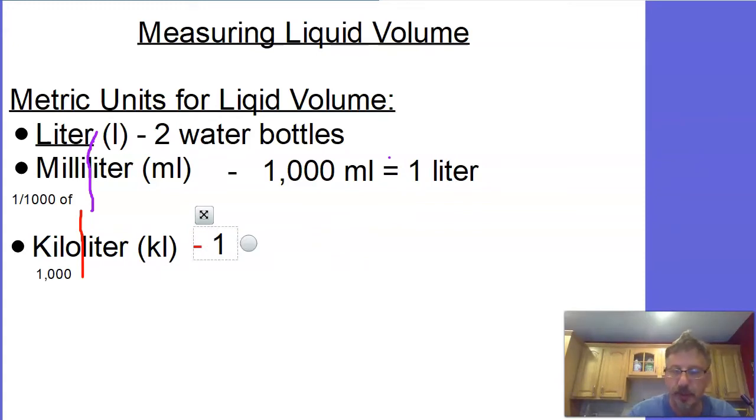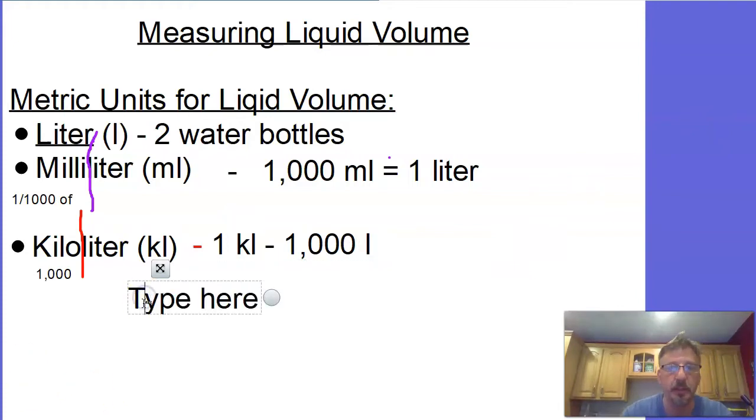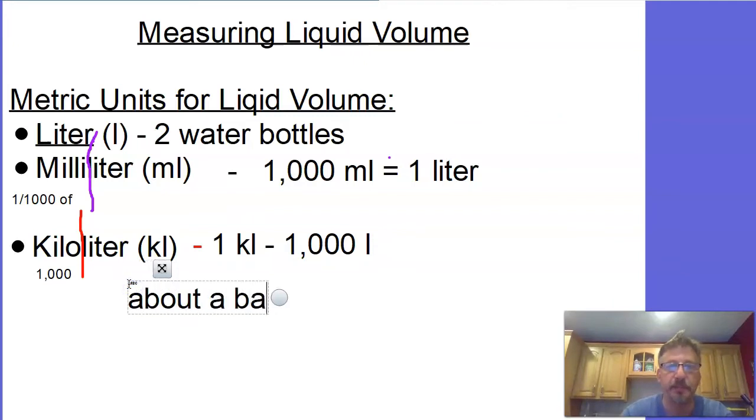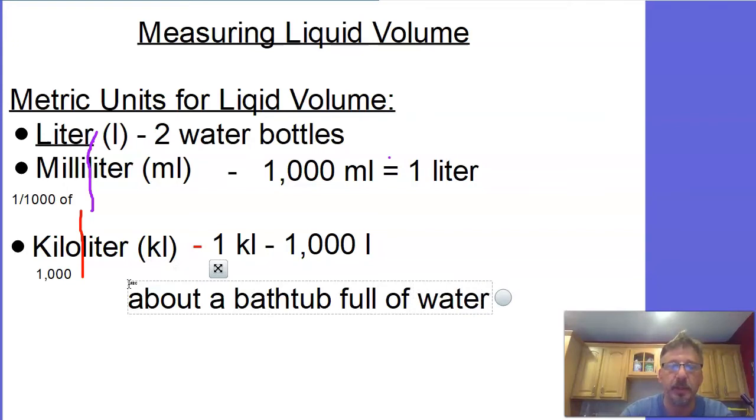So 1 kL equals 1,000 liters. Which is about a bathtub full of water. So let's put that. And probably draw a little picture of a bathtub filled with water.